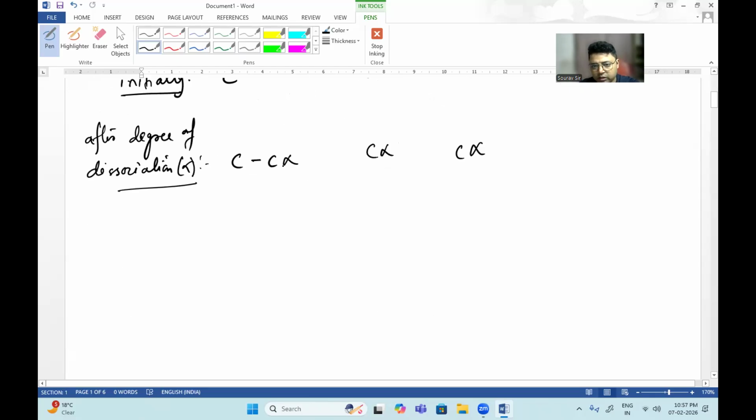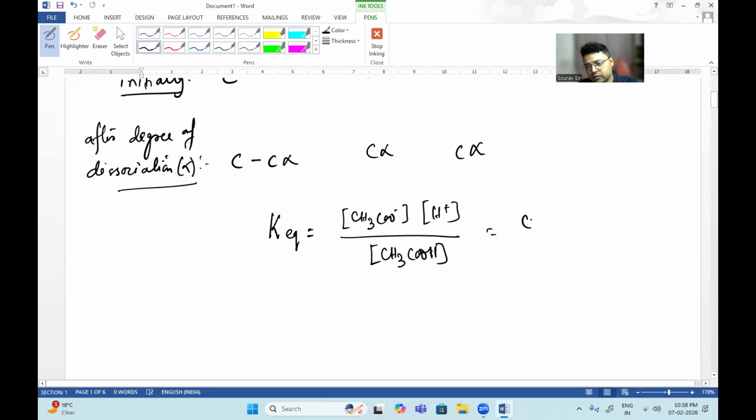Now, according to the equilibrium, what did we know? That the constant will be the concentration of CH3COO minus times the concentration of H plus over the concentration of CH3COOH. This is C alpha, this is also C alpha, divided by C. You take C common and you will write in brackets 1 minus alpha.